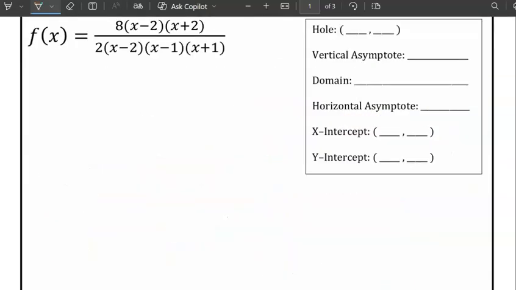The next example, we have f(x) equals 8(x minus 2)(x plus 2) all over 2(x minus 2)(x minus 1)(x plus 1). To find the hole, we see what cancels out. The x minus 2's cancel, and 8 divided by 2 is 4. We can write out our new simplified expression to get 4(x plus 2) all over (x minus 1)(x plus 1).